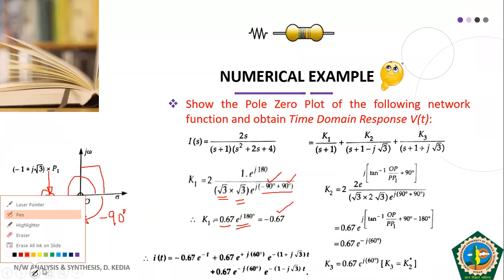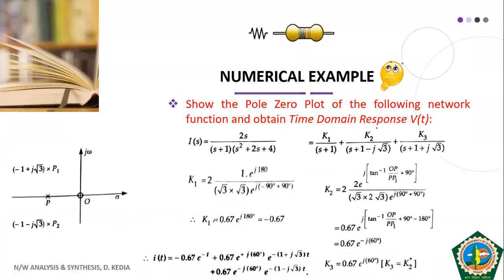Now let us see how to obtain the value of K2. For K2, the considered pole is s equals to -1 plus root 3j. That means this one. This is the considered pole now. So we have to first calculate the numerator part. For the numerator, we will calculate the distance from the 0 to this pole. So how much is this distance?